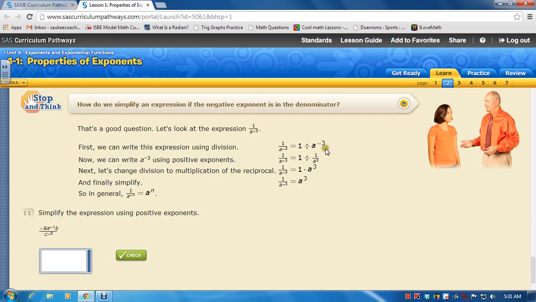Okay, so they showed that mathematically here. We want to change the location of it effectively. So just like when we move something from the numerator to the denominator, we can simply move it back from the denominator, if it's negative down there, to the numerator and make it positive.